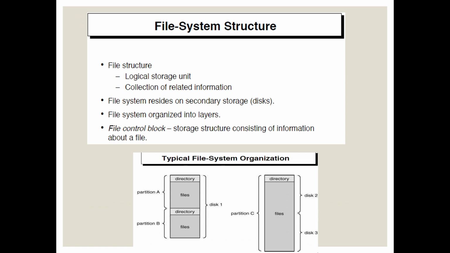So file system structure: file structure, a logical storage unit, a collection of related information. The file system resides on secondary storage, the disk. The file system is organized into layers. File control block, a storage sector, consists of information about a file.